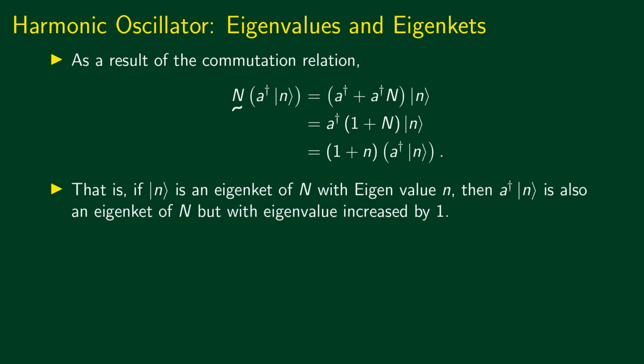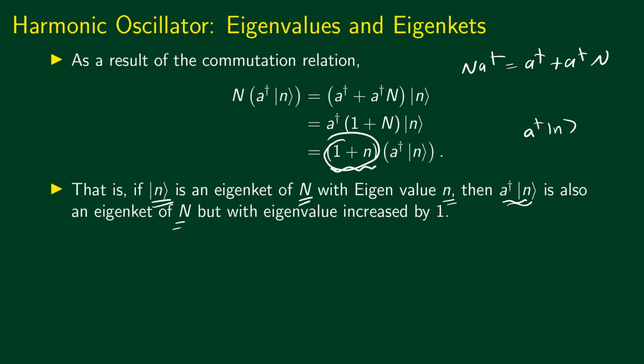We do this by looking at the effect of the number operator on the state A dagger ket n. Again, we use the commutation relation n A dagger is equal to A dagger plus A dagger n, and we finally get n acting on A dagger ket n is equal to 1 plus n multiplying A dagger ket n, or A dagger ket n is also an eigenket of operator n with eigenvalue 1 plus n. That is, if ket n is an eigenket of the number operator with eigenvalue n, then A dagger ket n is also an eigenket of operator n but with eigenvalue increased by 1.